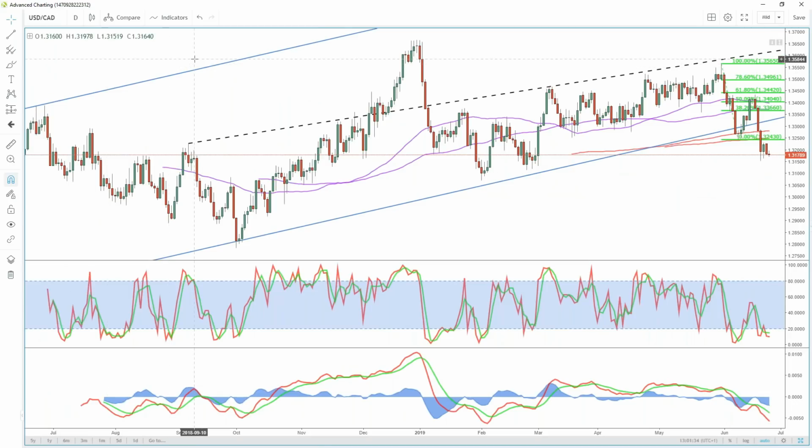Dollar CAD, on the other hand, is way more interesting because we have seen a breakthrough of the rising trend line. We did see a corrective move, just like in euro dollar. We didn't breach the 61.8. We actually ran into the 61.8 pretty much and then rotated lower. And since then, we have seen that US dollar weakness really kick on.